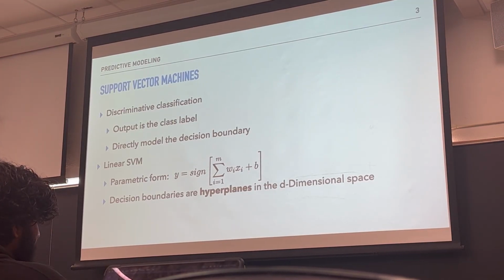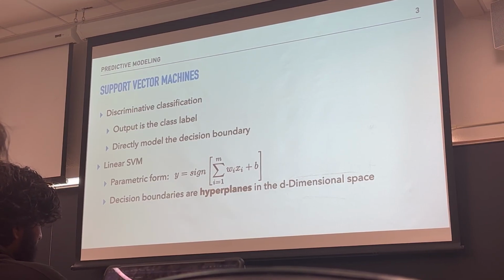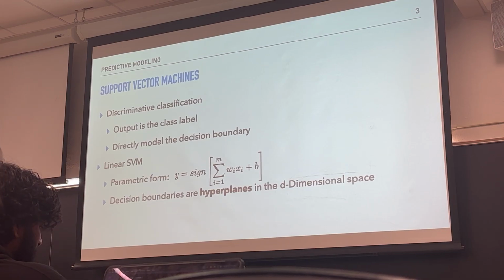We want a linear classifier, but not just a hyperplane. We want to essentially fit a slab. We want to fit a classifier with a certain margin, right? So you've seen discriminative classification before. You have seen linear classification before. That is a parametric form of a classic perceptron.